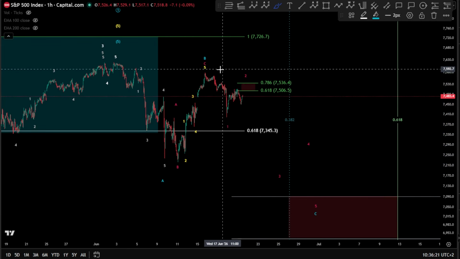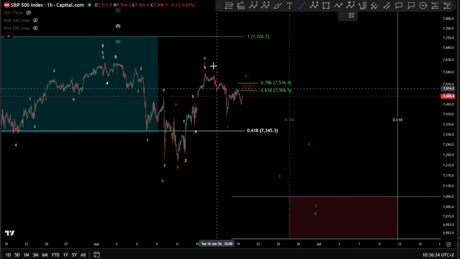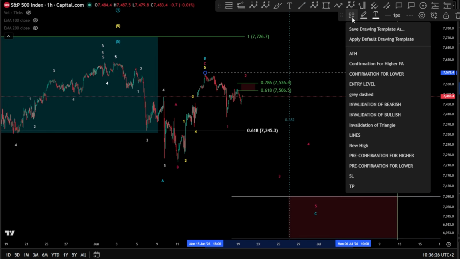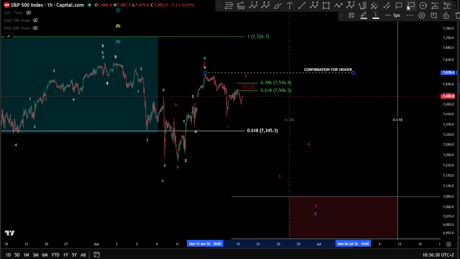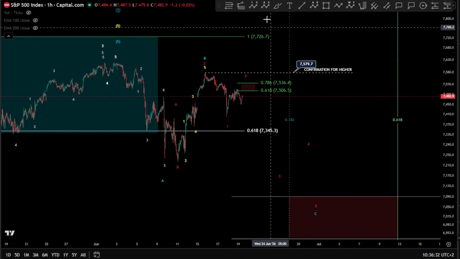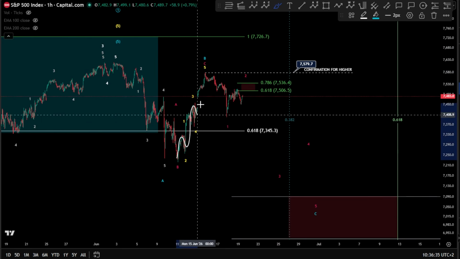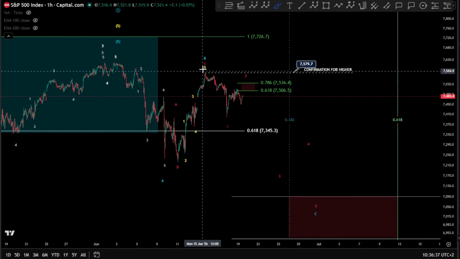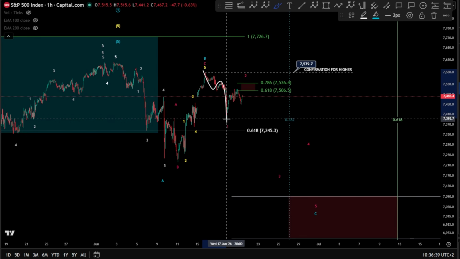If broken, then of course this is a confirmation for higher. So if we take this high, don't forget 5 waves up, 3 waves down, then we confirm, of course, something bullish to push for higher prices. 7K 579, meaning 1, 2, 3, 4, 5, 3 waves down. Can be even if this is a WXY.